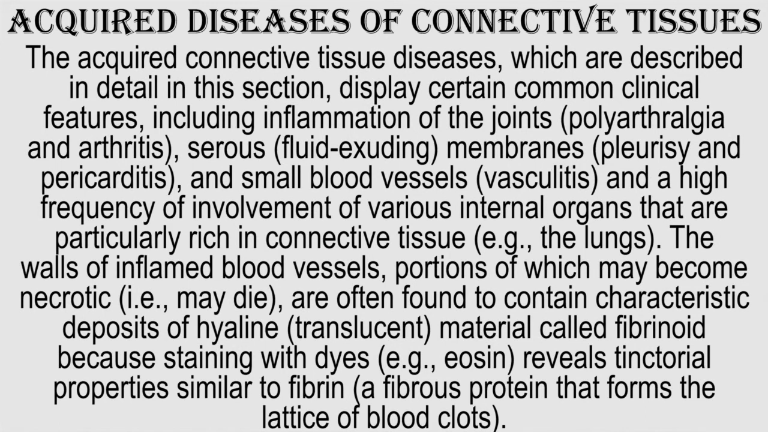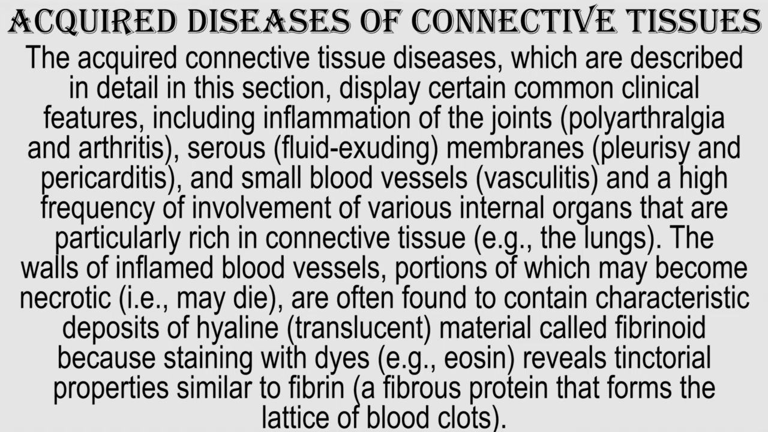Acquired diseases of connective tissues. The acquired connective tissue diseases described in detail in this section display certain common clinical features, including inflammation of the joints (polyarthralgia and arthritis), serous, fluid-exuding membranes (pleurisy and pericarditis), and small blood vessels (vasculitis), and a high frequency of involvement of various internal organs that are particularly rich in connective tissue, e.g., the lungs.